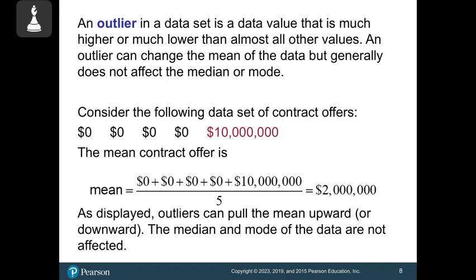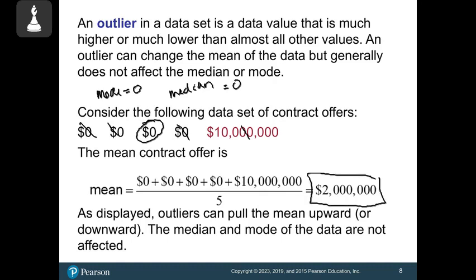Let's say we have the following contract offers: 0, 0, 0, 0, and $10 million. Well, if I look at this, clearly the mode is $0. It happens 4 times. The median, well, they're in order, so if I cross off, 0 is left in the middle. Average, mean, wants me to add them all together. So add all these together, I get 10 million. Divided by 5, the average is 2 million. So as you can see here, this one really, really high value pulled the mean up a lot higher than your mode and your median.